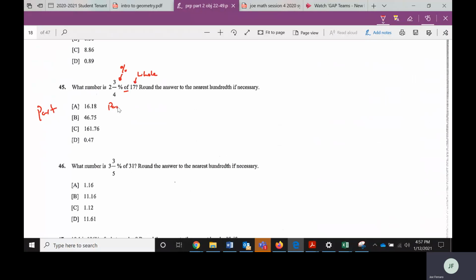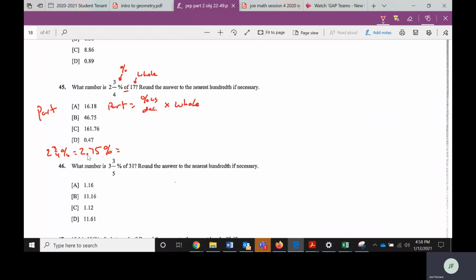So just like last problem, part equals percent as a decimal times the whole. Okay, well, percent as a decimal, again, this is a little tricky. We have 2 3/4%. I'm going to change that to a decimal percent first. So the 2 is the whole number. I take 3 divided by 4. That's how you change a fraction to a decimal. And you get 2.75, and this is still a percent though.